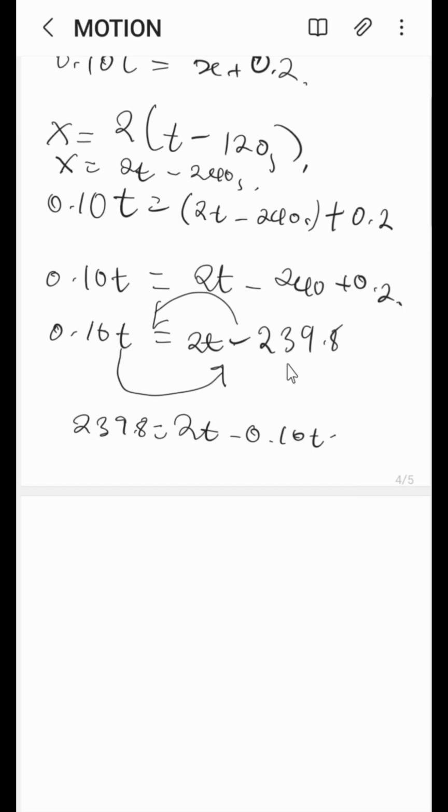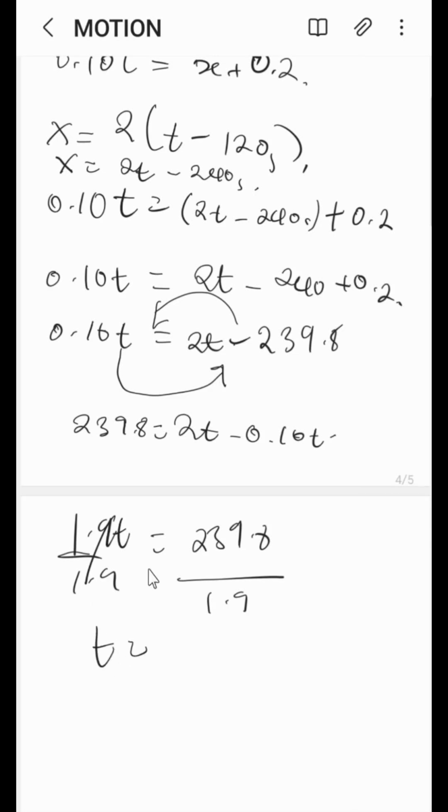All right, so 2 minus 0.1, that will be 1.9t is equal to 239.8, over 1.9, over 1.9. So t is going to be 239.8 divided by 1.9, that is going to give you 126 point. Again, three significant figures we said last time. If you are not given exactly what limit you should reach, you can just stick to three significant figures.